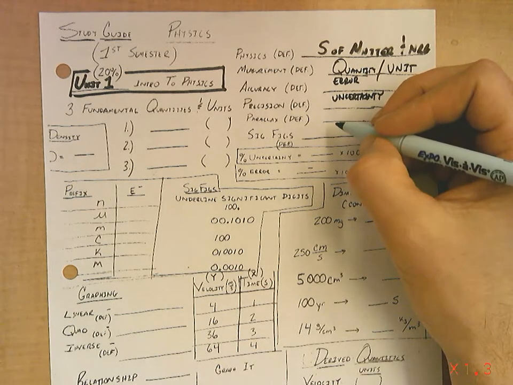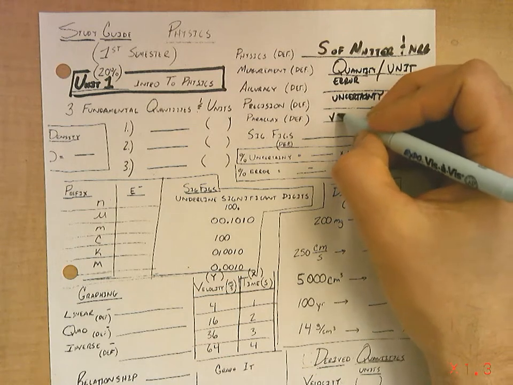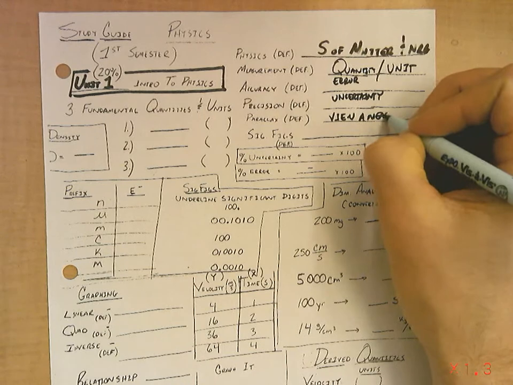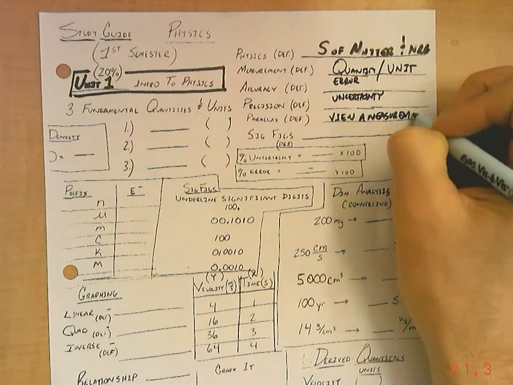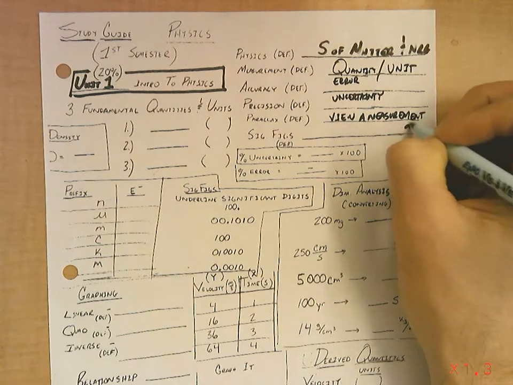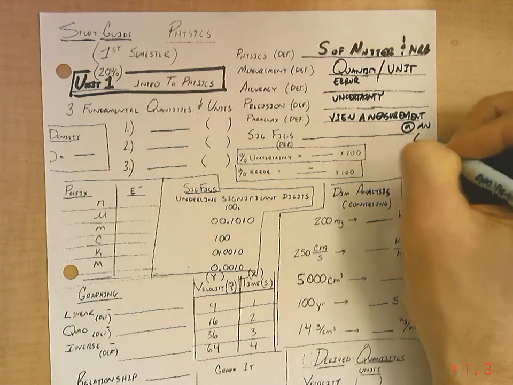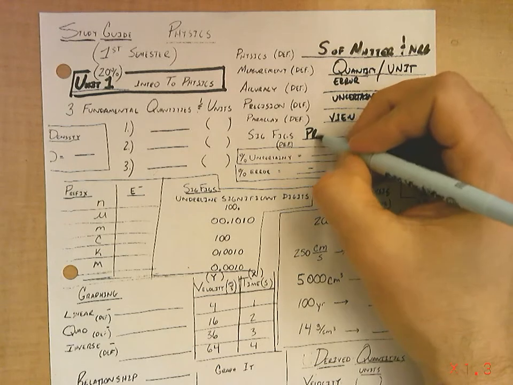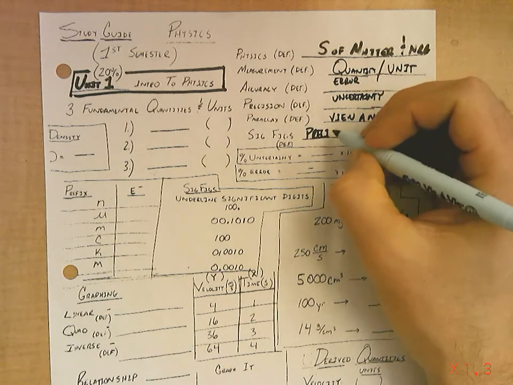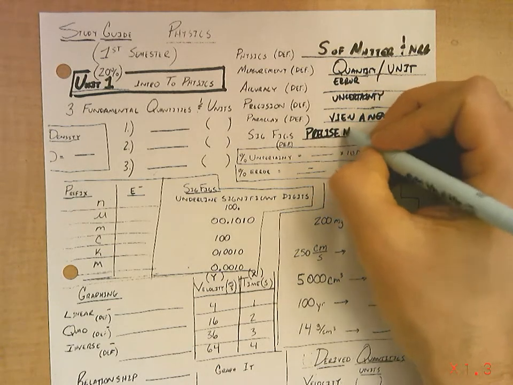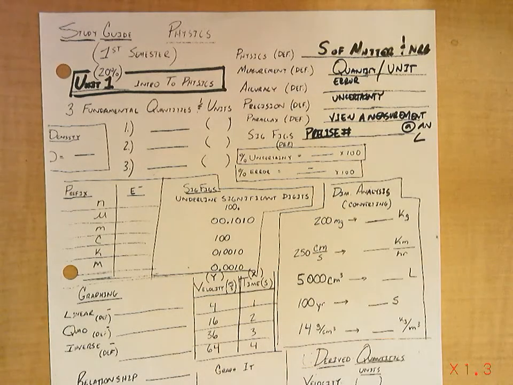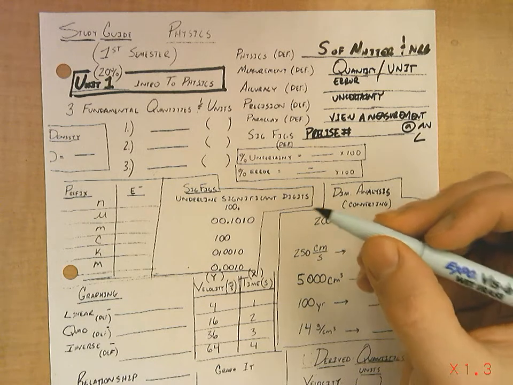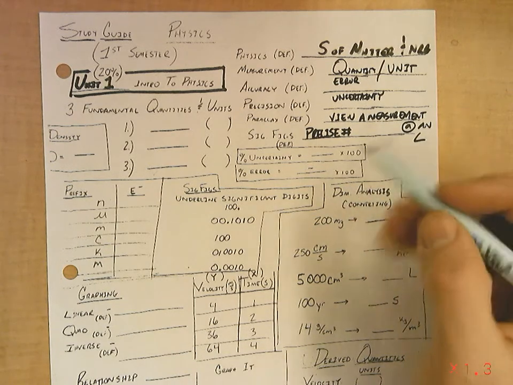Parallax is something you want to avoid in lab. It's when you view a measurement at an angle. And then finally, sig figs. These are the precise numbers, or how far out the tool works. The more money you pay for the tool, the further out it's going to read, as a general rule.